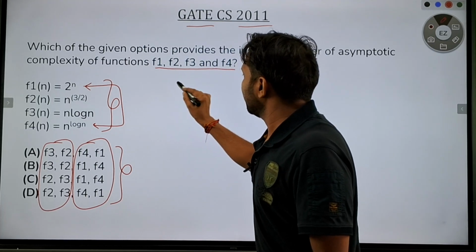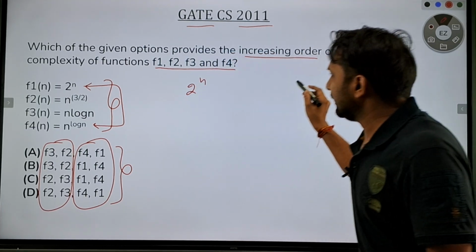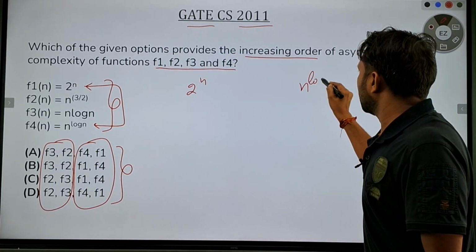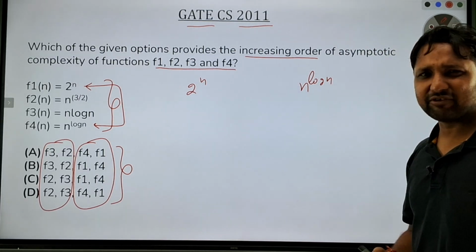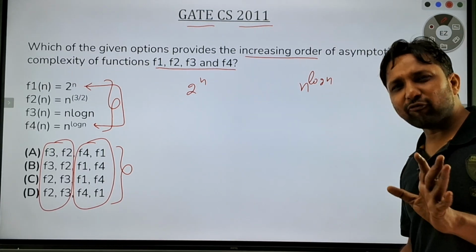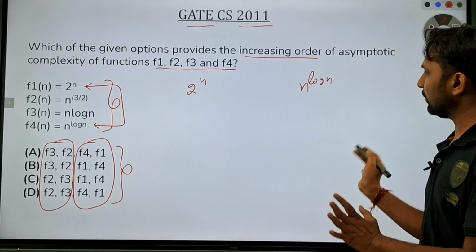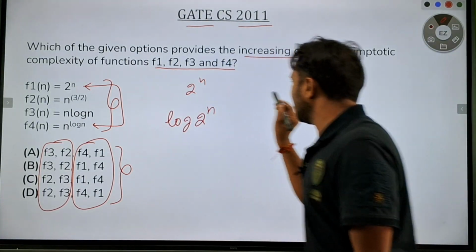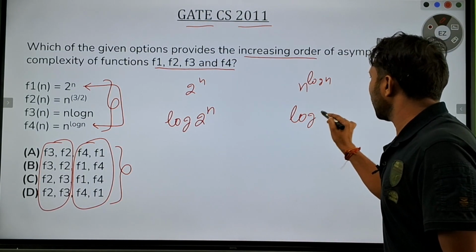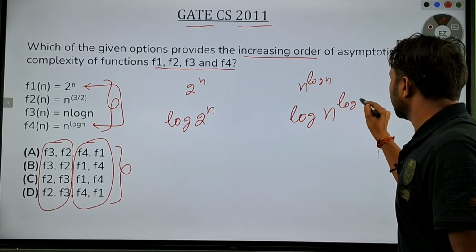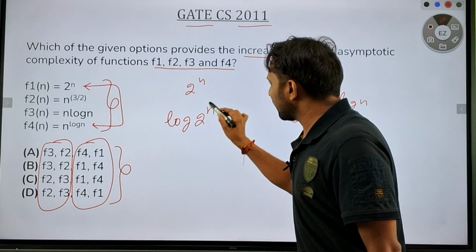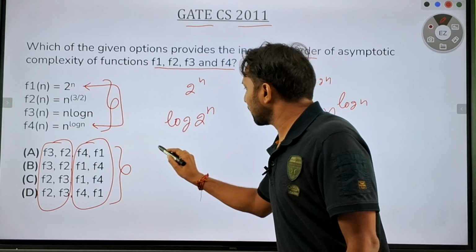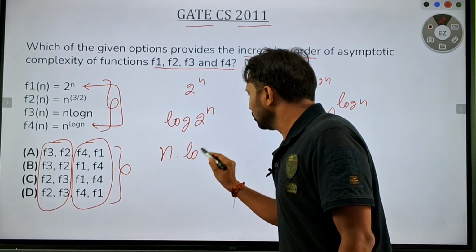Let me compare 2 power n and n power log n. Let me see which one is greater, which one is smaller. Let me apply my informal method. There is nothing common between them. I'm taking log both sides. So log of 2 power n here will be log of n power log n. Whatever is in the power will come in the front. This is the property of the log, and into log 2.